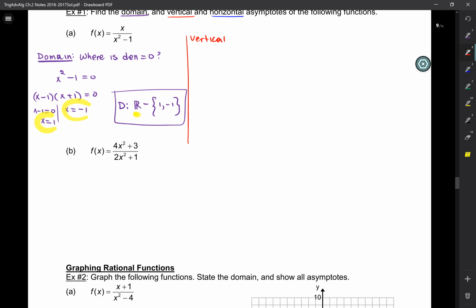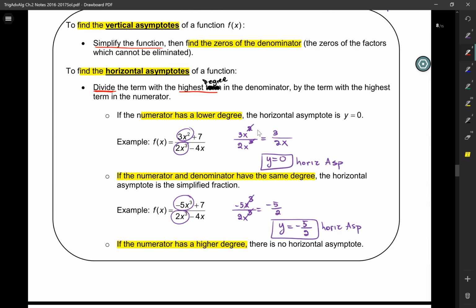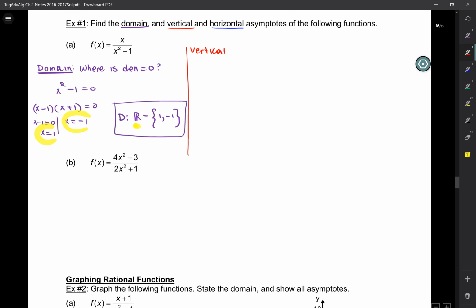How do we find vertical asymptote? What did it say on top? You simplify and then find the zeros of the denominator. So for most cases, this is going to be the same process as your domain. So look at the function. It's already simplified. I can't simplify that any further. So what I do is the same exact thing. I set my denominator equal to 0. Okay? And it's the same process, so you really don't have to repeat it. When I solve this, what do I get for x? Negative 1 and positive 1. So my vertical asymptotes are x equals negative 1, x equals positive 1.